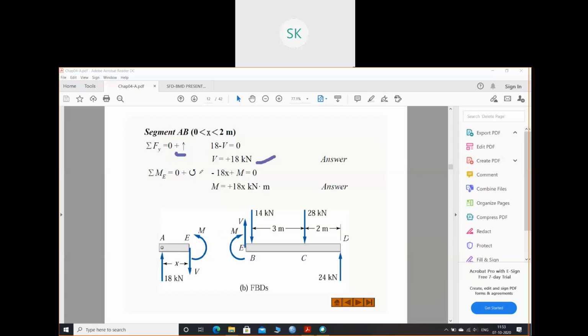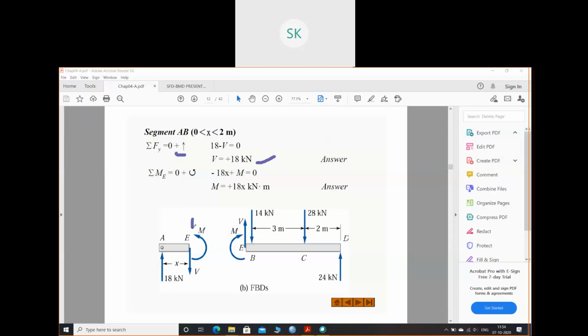It is taking anti-clockwise as positive. It's up to you. You can take anti-clockwise positive or clockwise positive, but whichever you follow, you have to follow it throughout the equation and question. So this person is taking anti-clockwise as positive. So this is anti-clockwise, so he has written positive M. But this will go clockwise, right?